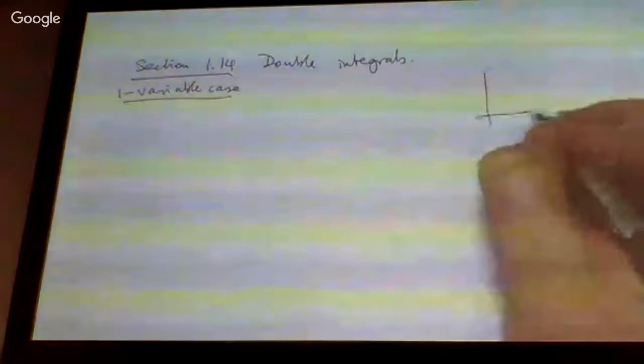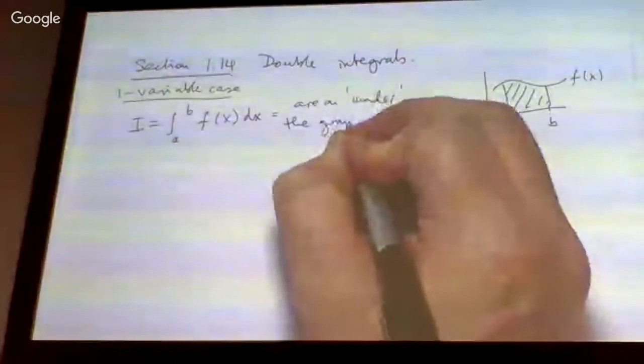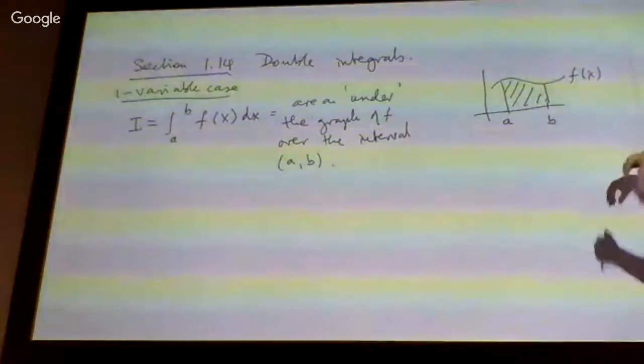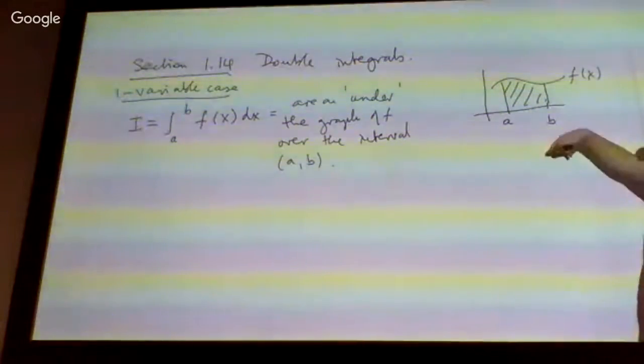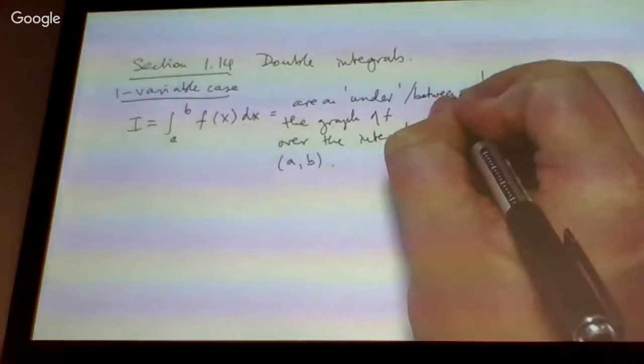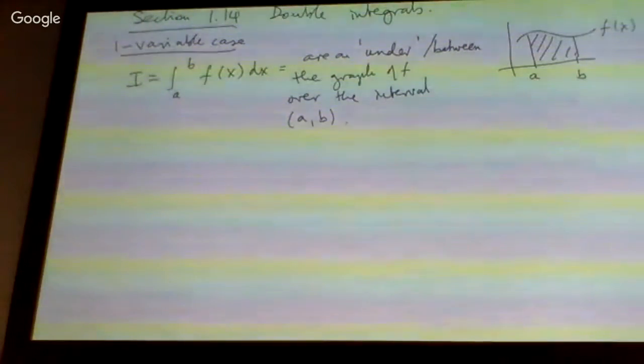So, to this particular viewpoint, the integral between a and b of a one variable function f of x is the area under the graph of f over the interval from a to b. Well, under in quotes, because if the function is negative, we're talking about the area between the graph of f and the interval a to b. Okay, you've been looking at that viewpoint for quite a while.